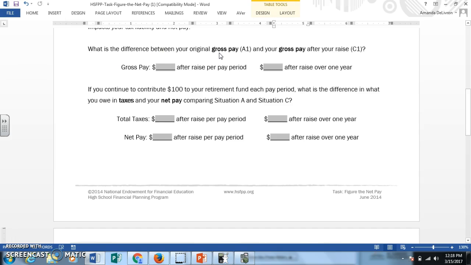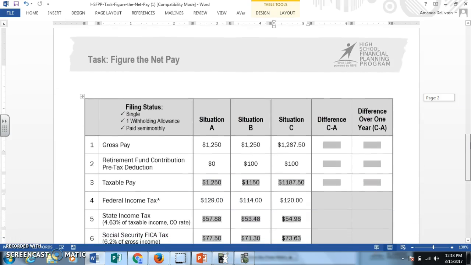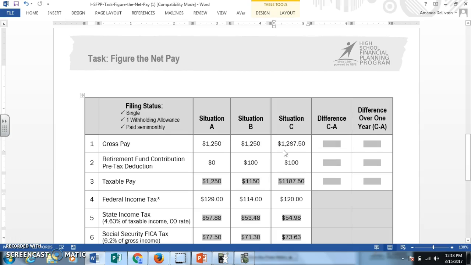What's the difference between your original gross pay, A1, and the gross pay after your raise, and C1? So you're going to use subtraction. We're going to say letter C, right here, $1,287.50 minus $1,250. The difference is $37.50. Now, if you multiply that by 24, because you get paid 24 times in a year, the difference over 1 year, so to get from here to this next box, you're going to multiply by 24. The difference is $900. You're making $900 extra in 1 year just because of a 3% raise.